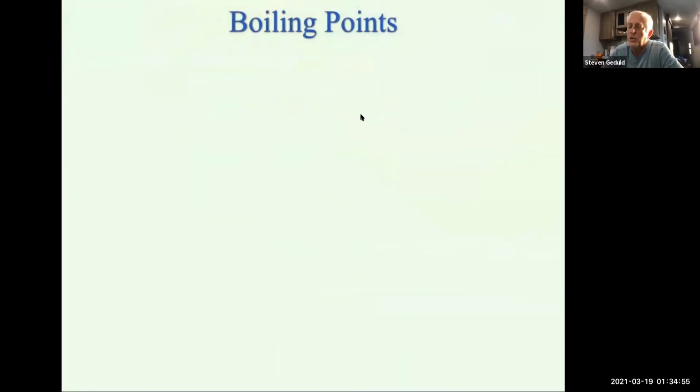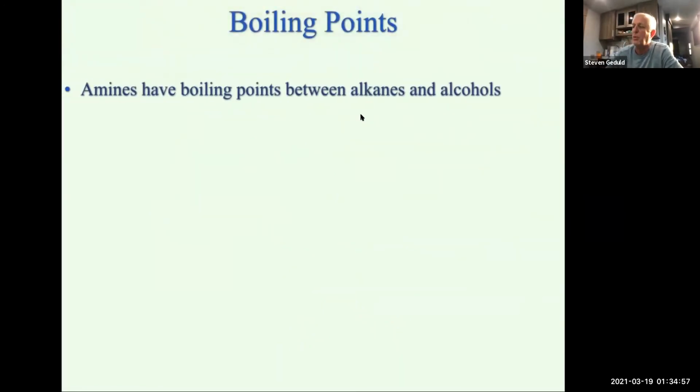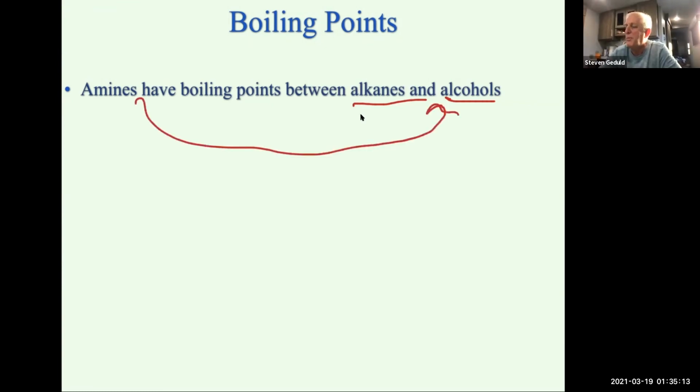Okay, boiling points. We're talking about different boiling points. Amines have boiling points between alkanes and alcohols. Alkanes are your carbon hydrogen single bonds. Okay, alcohols have hydrogen bonding, so they'll have a high boiling point. Amines can be just between those two because they have hydrogen bonding, but not as strong as the alcohols.